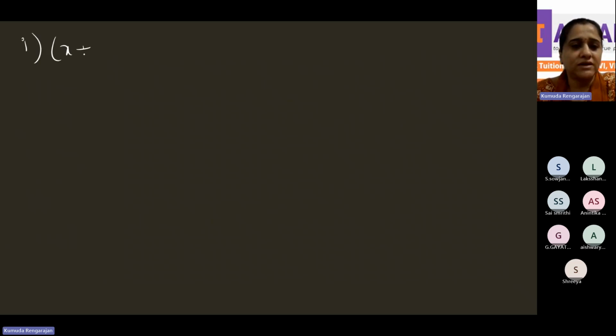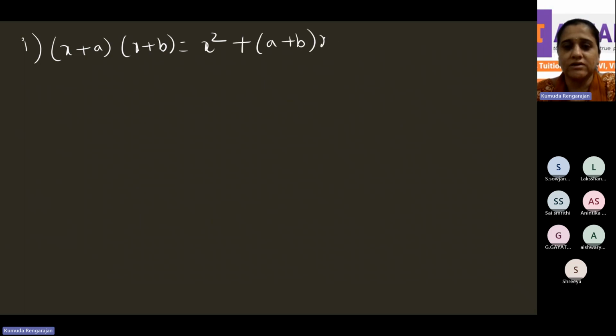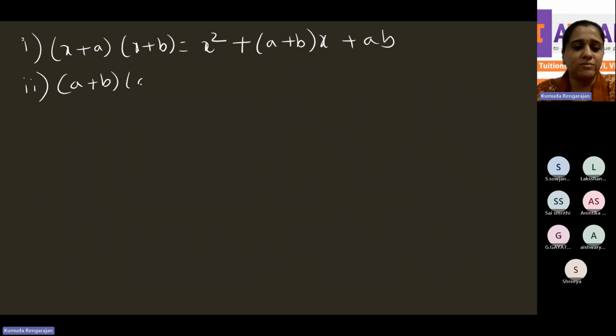So what do we have? Let's list the 4 identities we've just understood, in any order. The last one we did: x plus a into x plus b is equal to x square plus a plus b of x plus ab. Then a minus b into a plus b, or a plus b into a minus b, is a square minus b square. This is also true: a square minus b square is a plus b into a minus b.